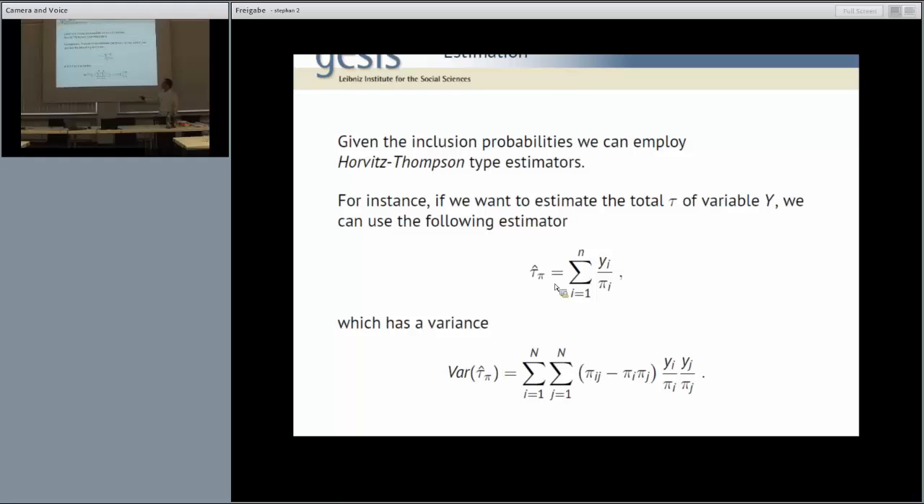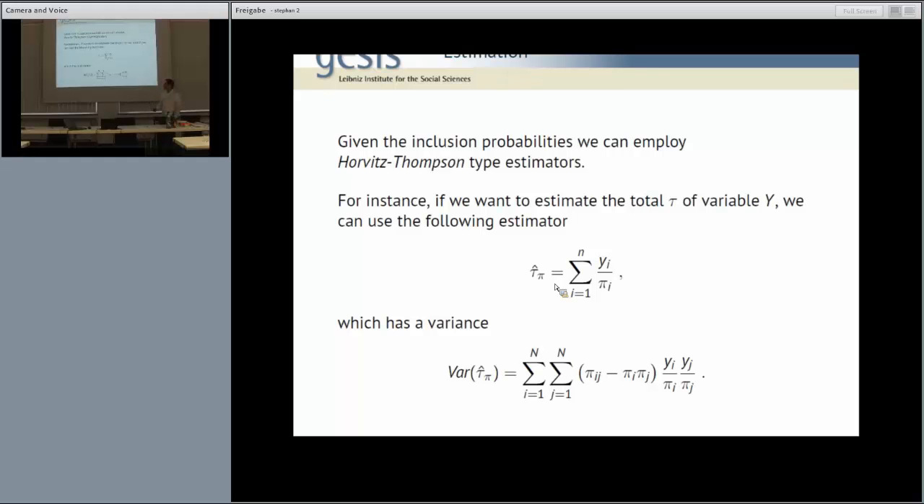You need to use this pi to indicate that it's not just some estimator, which I usually indicate with a hat. That's the Hurwitz-Thompson estimator, which is just the weighted sum of our observations from the sample, weighted by the inverse of the inclusion probability. This is an unbiased estimator for the total of the variable.